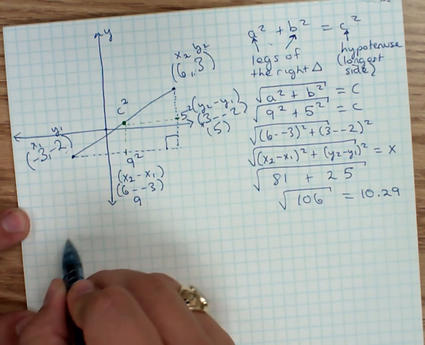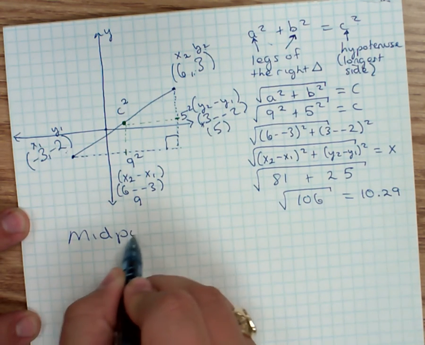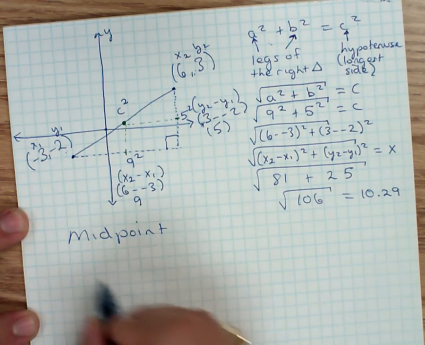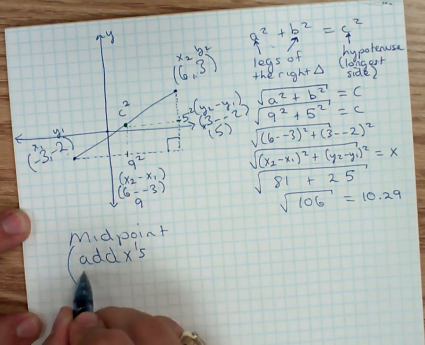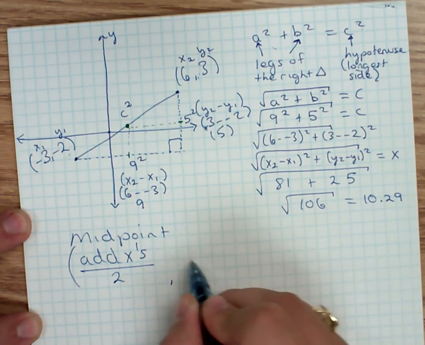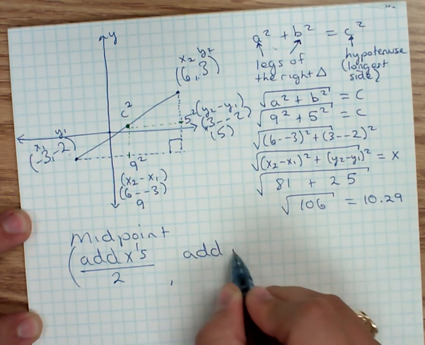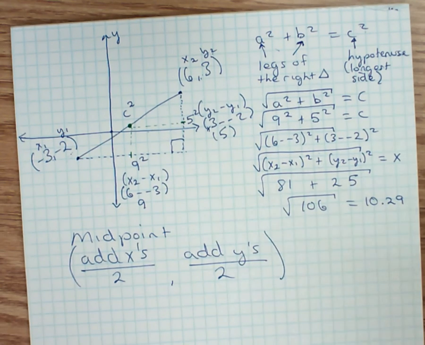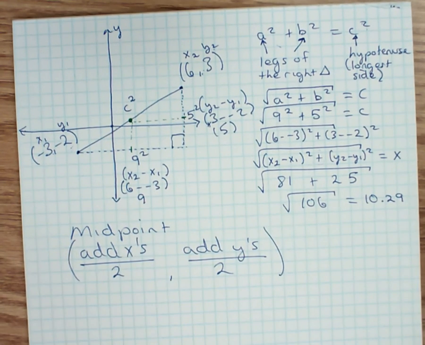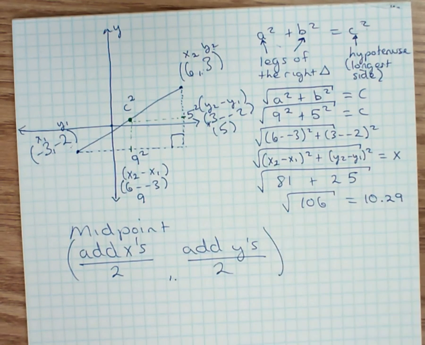So for midpoint, the big concept is that we add the x's and divide by 2, and we add the y's and divide by 2. And what you have to remember is that these are in coordinate form. So that's why it's x comma y. You don't combine x and y coordinates.